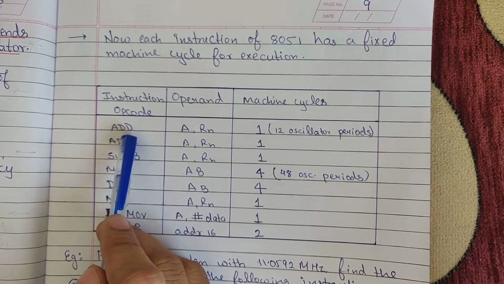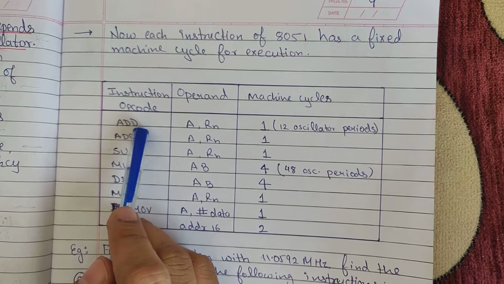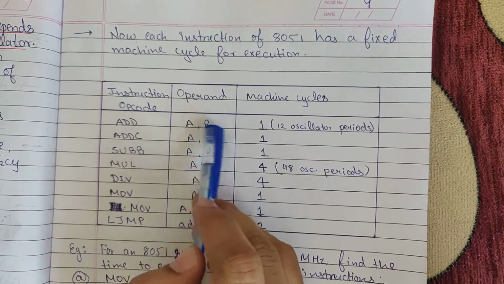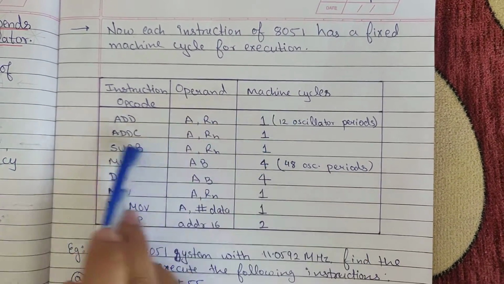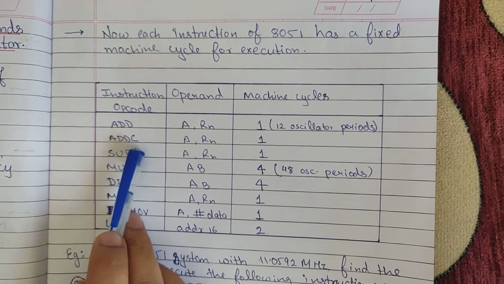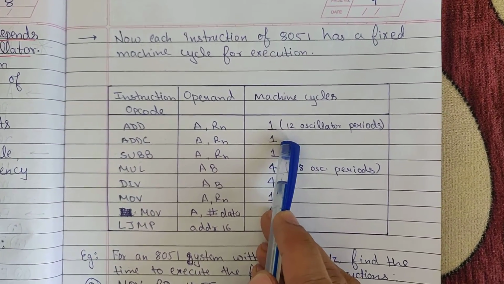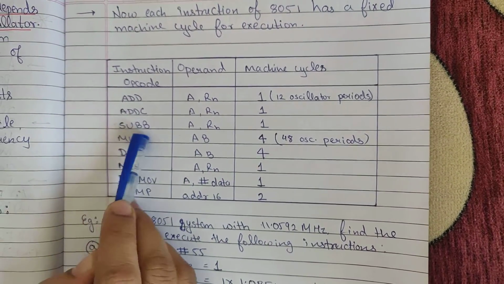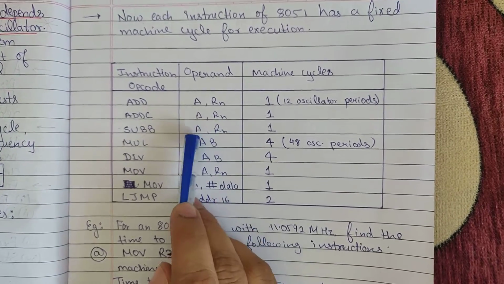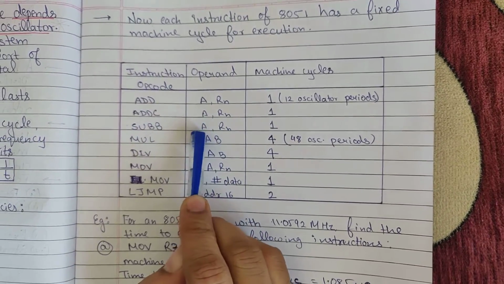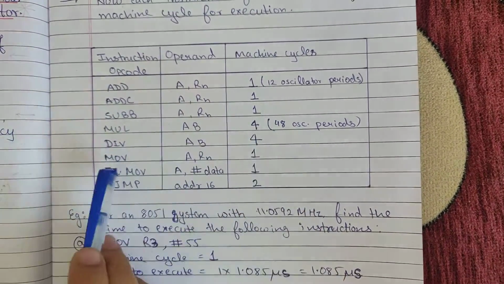So for example, what we have here is an ADD instruction. In this ADD instruction, if I add a register, Rn is a register, to the accumulator, it is equal to 1 machine cycle. Then we have ADDC, that is add register to accumulator with a carry. Again, this is a 1 machine cycle instruction. SUBB, that is subtract register from accumulator with a borrow, and that is again equal to 1 machine cycle.